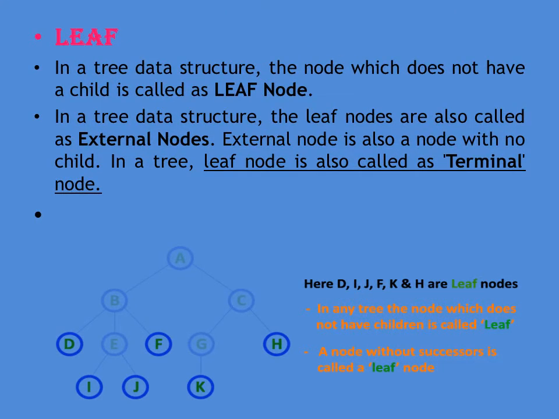Leaf. In a tree data structure, the node which does not have a child is called as leaf node. In a tree data structure, the leaf nodes are also called as external nodes. External nodes is also a node with no child. In a tree, leaf node is also called as terminal node. Here in this example, we can see D, F, I, J, K and H are leaf nodes as they do not have a child or children.